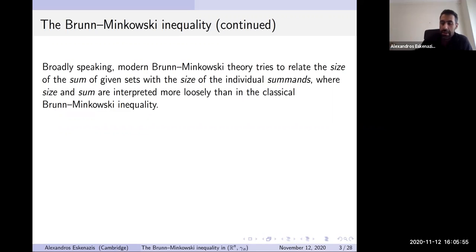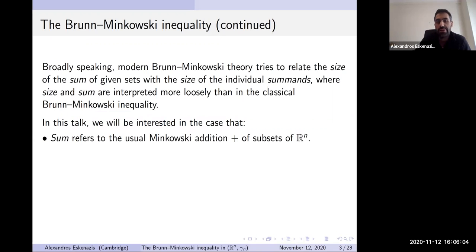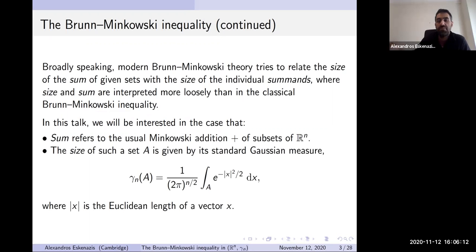There are many questions of this nature, most of which are actually wide open. But in this talk, we're going to have the following conventions. By sum, I'm simply going to refer to the Minkowski addition. This is not going to be different, even though in other parts of the theory it's very different. But the size of sets is going to be measured by their standard Gaussian measure. The Gaussian measure of a set is the integral on the set of e to the minus the Euclidean norm of x squared divided by 2, times the normalizing factor. This just makes it a probability measure on the whole space. So we want inequalities relating the Gaussian measure of the sum of sets in Rn with the Gaussian measure of the summands. That's the idea.